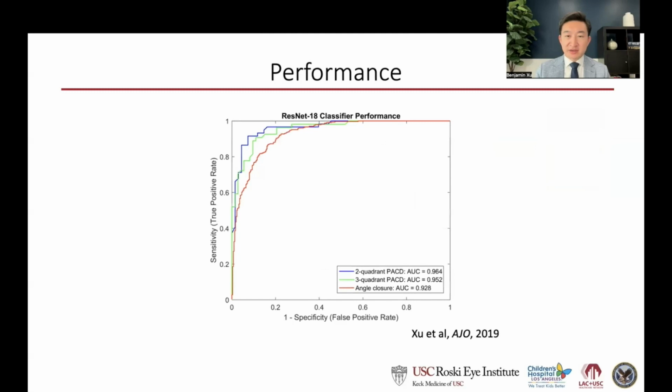Here is the ROC curve for the algorithm. And here we can see that it performs very well in detecting angle closure based on a single ASOCT image of a single angle sector. That's the red curve, which has an AUC of 0.93. This corresponds approximately to a balanced sensitivity and specificity of 85%. For detecting angle closure in multiple quadrants, we see that the performance is even better with an AUC of around 0.95 to 0.96, which corresponds with a balanced sensitivity and specificity of around 90%.